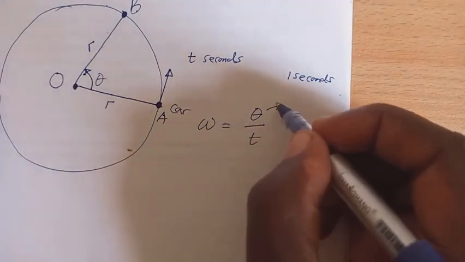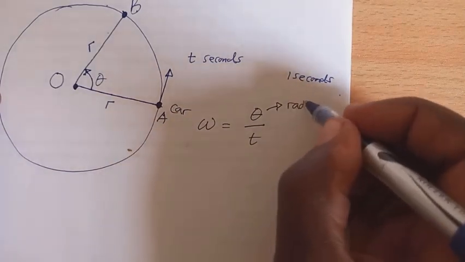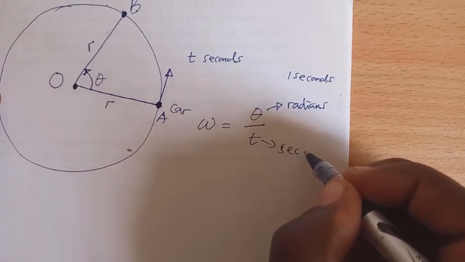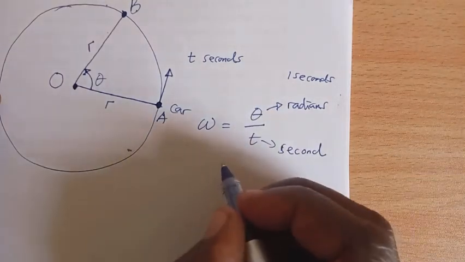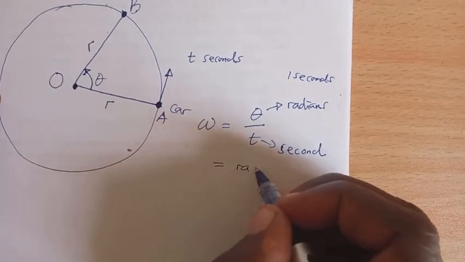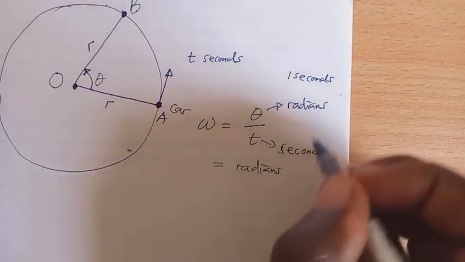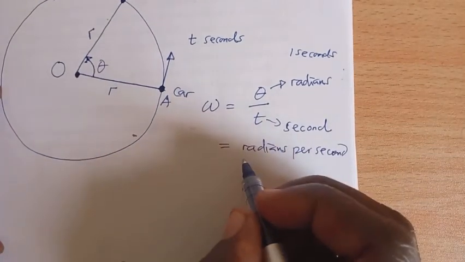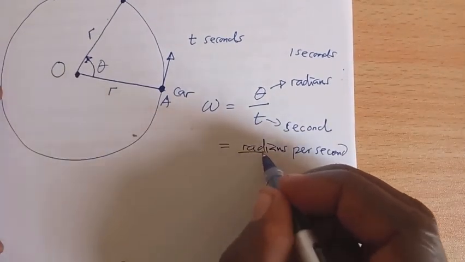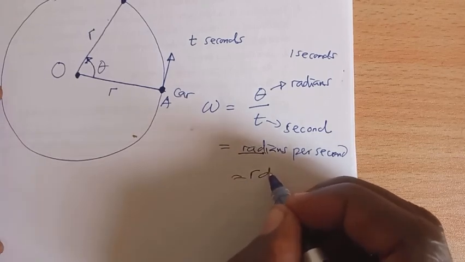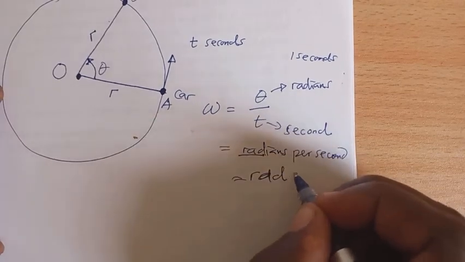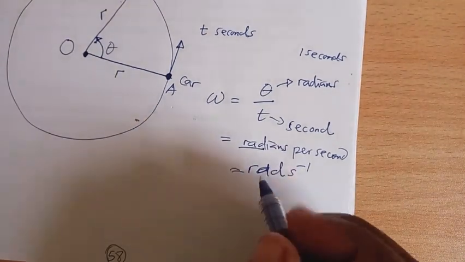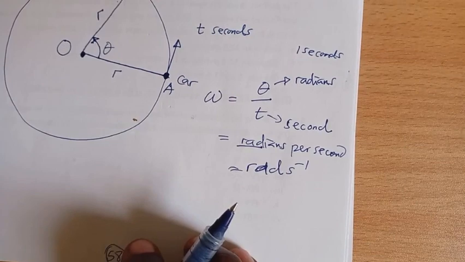The angle here is not measured in degrees, it's measured in radians, and the time is measured in seconds. It means we can measure angular velocity in radians per second. The short form of writing radians per second is to take the rad here, so this is radian, then you write it like this, per second. This is how we write the unit of angular velocity, radian per second.